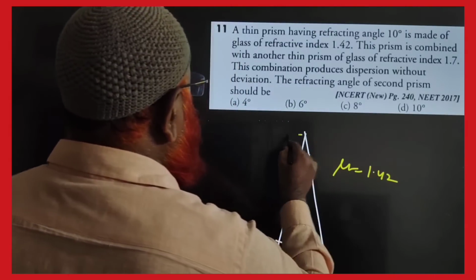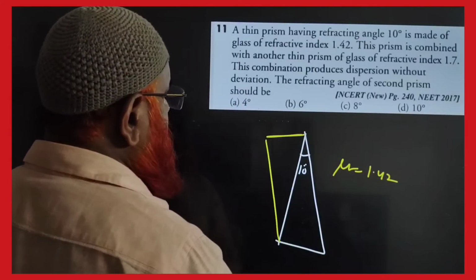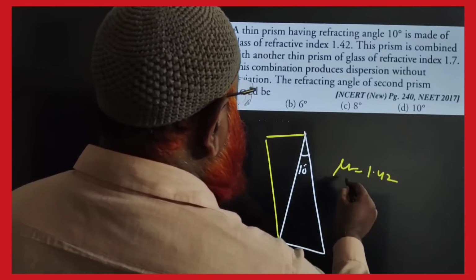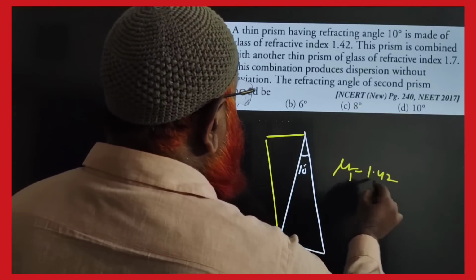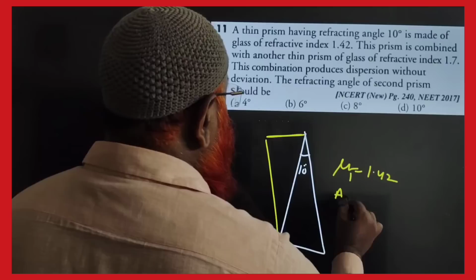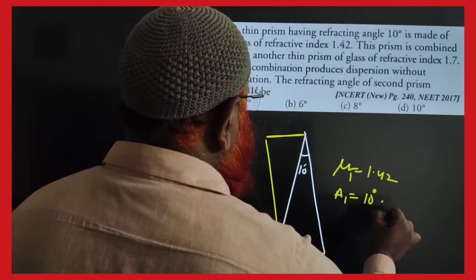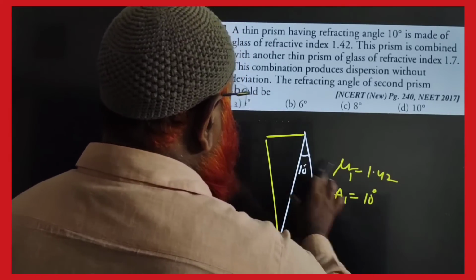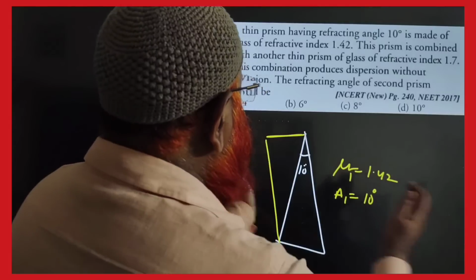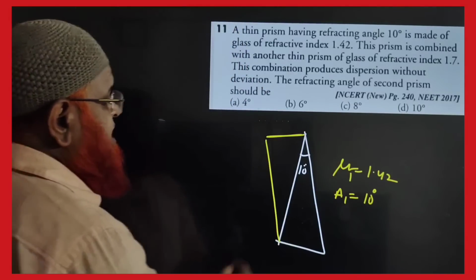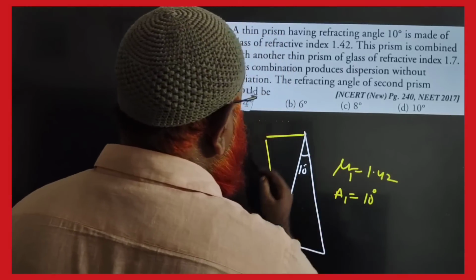So there is one more thin prism here. Another thin prism. This is the first one: mu1 is 1.42 and A1 is how much? 10 degrees. Is it okay? A1 is 10 degrees. Next, another thin prism is combined together without deviation.